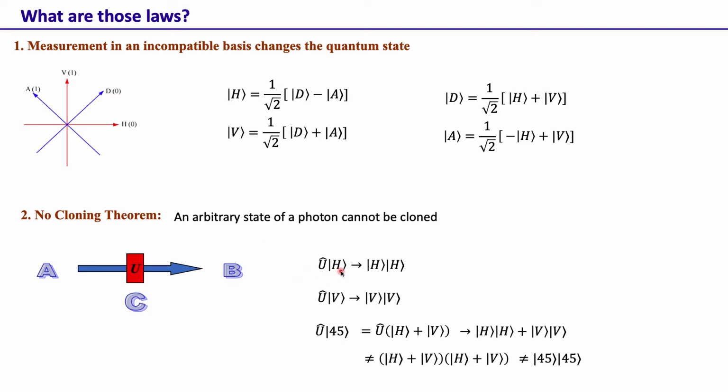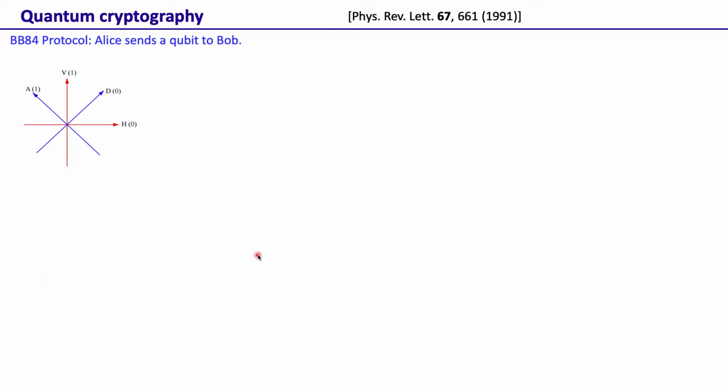Of course, with 2 states in a 2-dimensional basis, we can clone H, we can clone V, but an arbitrary quantum state cannot be cloned. Because of these laws, we have quantum cryptography, and now we'll see there are 2 protocols of quantum cryptography that are most popular. One is called the BB84 protocol. In the BB84 protocol, Alice sends a qubit to Bob, so it goes straight from Alice to Bob, and it involves just 1 photon state, qubits, and there could be an Eve, which will try to get information from this information transfer.